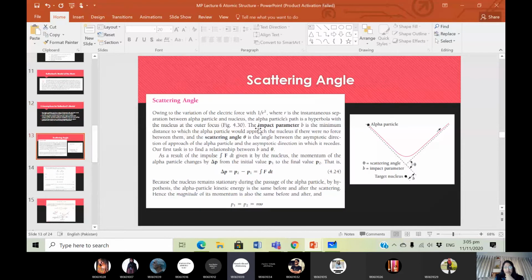So now we want to talk about the scattering. Did anyone have a question? No? Okay, then we'll continue. So what is the scattering angle?